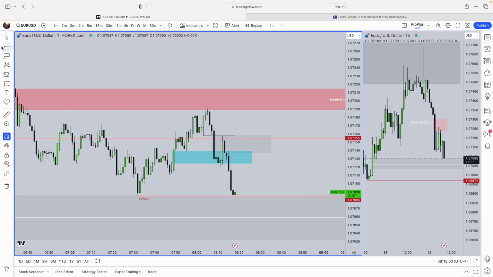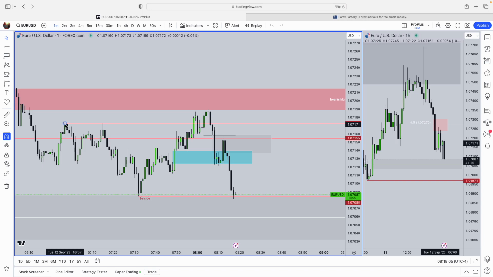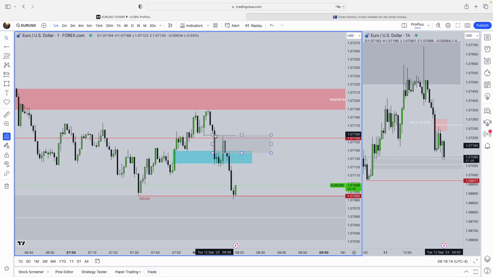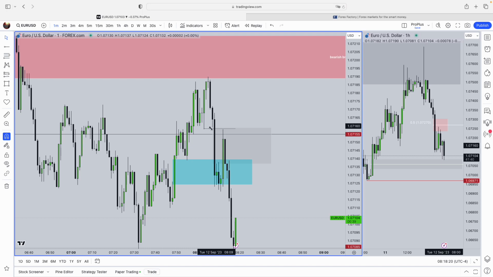Equal highs here. Equal highs, buy side liquidity runs into the bearish breaker. Market structure shift, 2022 model, fair value gap, enter, bang, taps into the order block. It does tap into that, to the T.